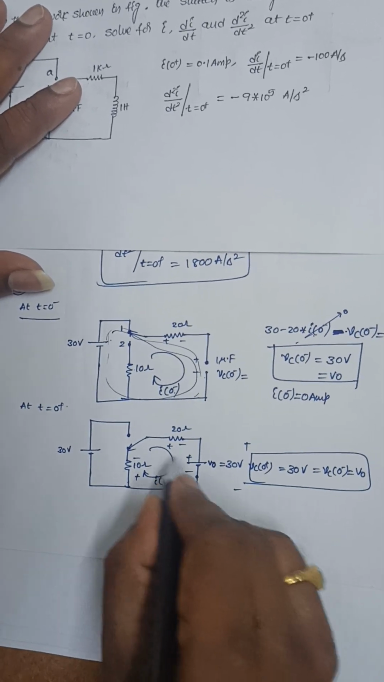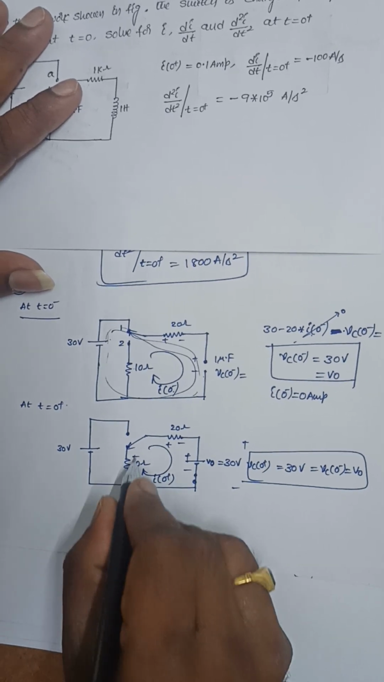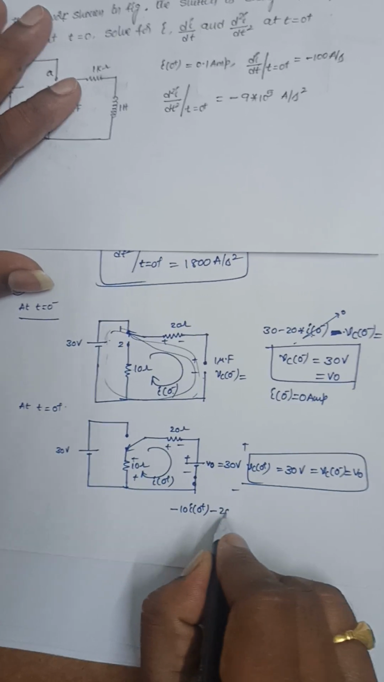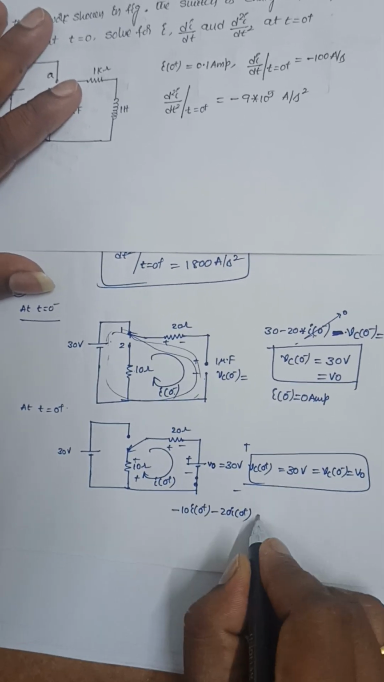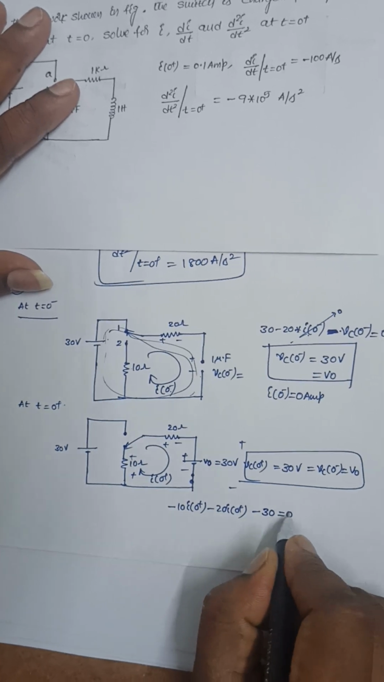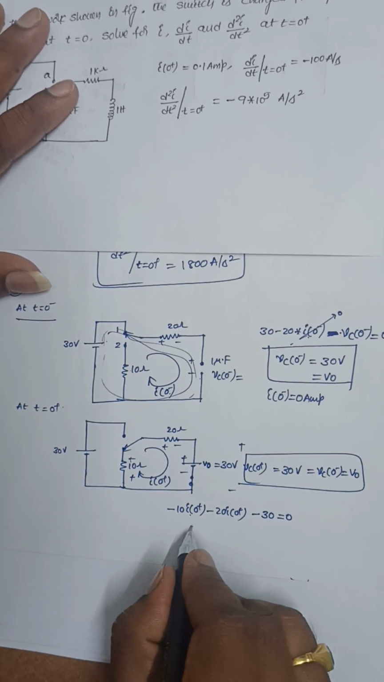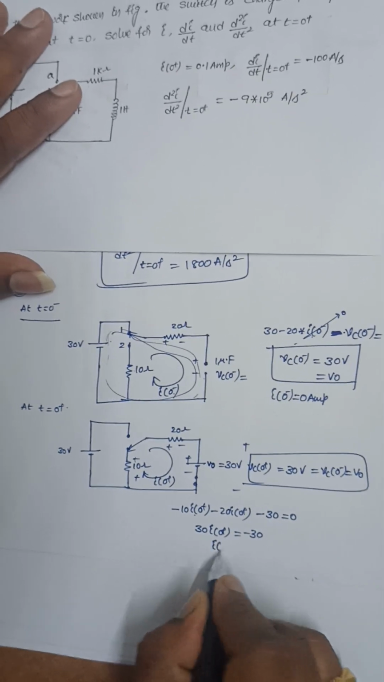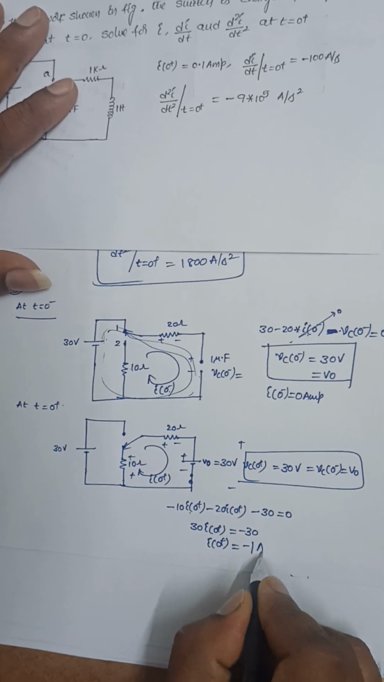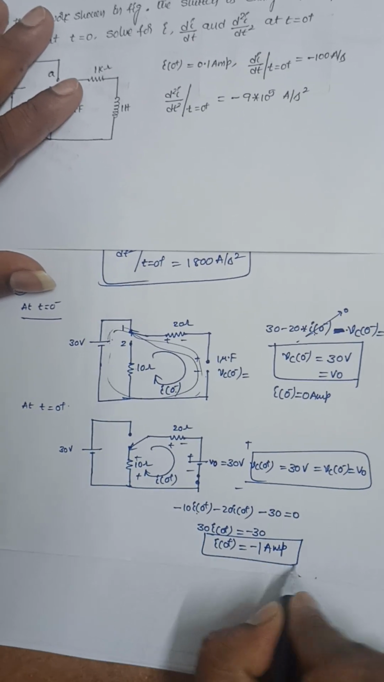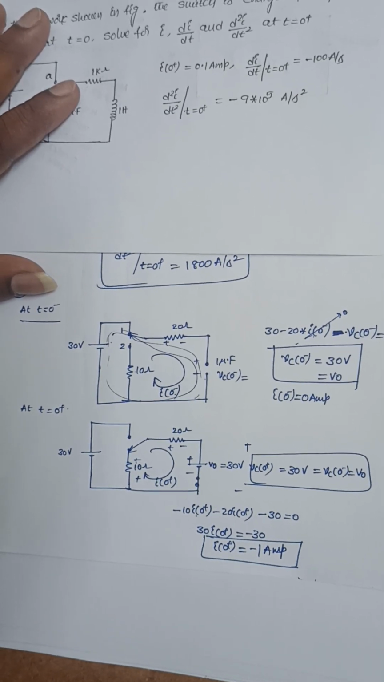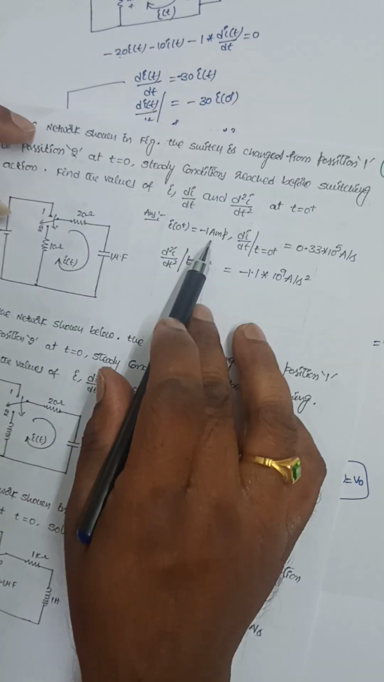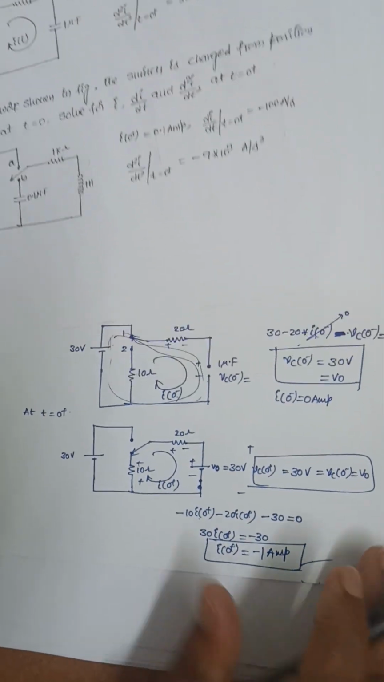Now apply the KVL equation here. It is minus 10 into I of 0 plus, minus 20 into I of 0 plus, minus V0, that is 30, equal to 0. So here 30 I of 0 plus is equal to minus 30. So I of 0 plus is equal to minus 1 ampere. So this is the current initially flowing through it, I of 0 plus is equal to minus 1 ampere.